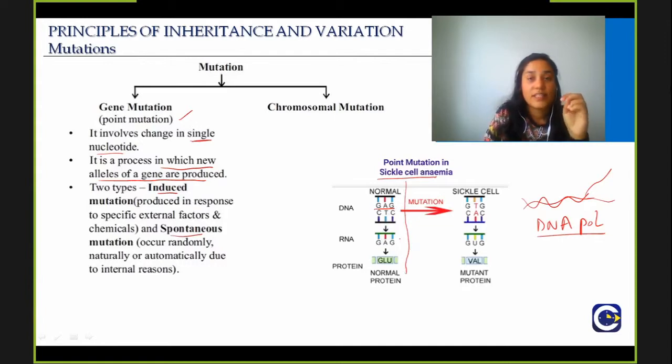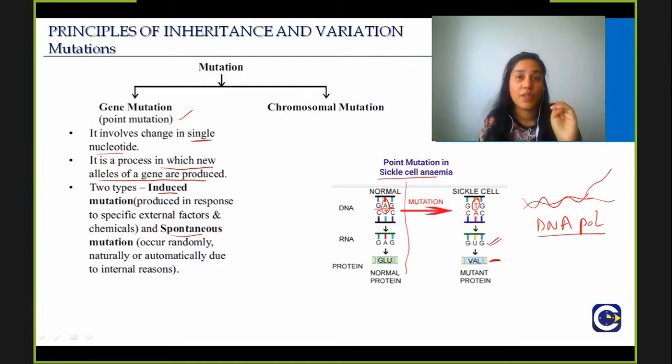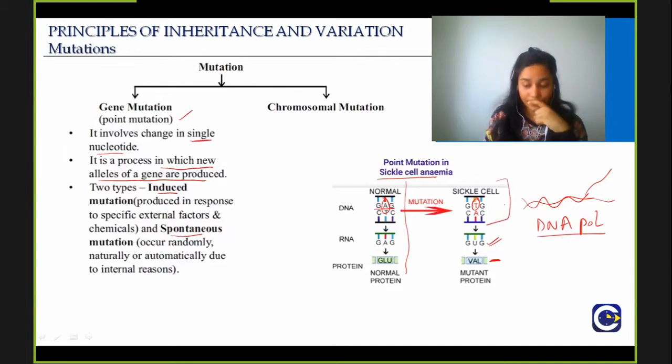GAG gets transcribed to RNA. Normal protein is produced and the amino acid is glutamate. Then, when the mutation occurs, this A here is converted to T in such a way that the mRNA sequence changes and now the protein has valine instead. You see, a single amino acid change can cause such a drastic change. That is what I meant when I said that the mutation in the DNA will change the protein, and that is why you see a disease. So this is point mutation.